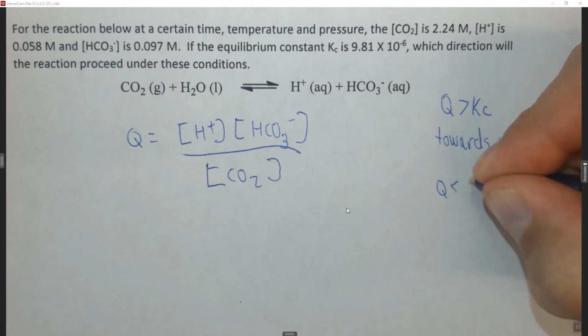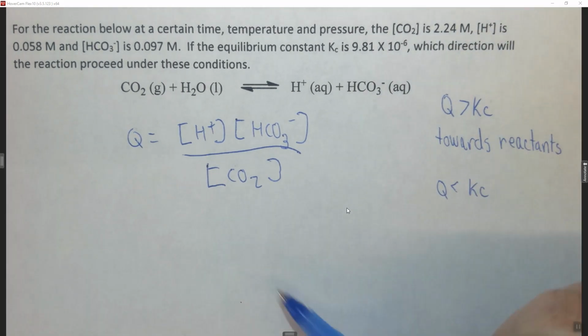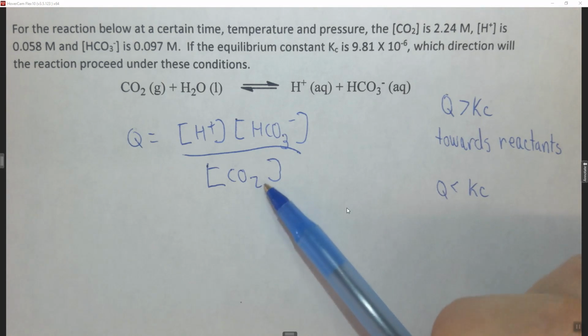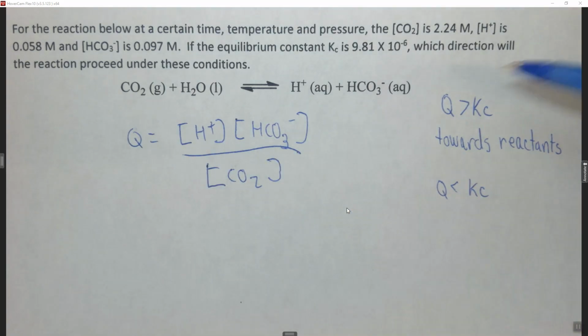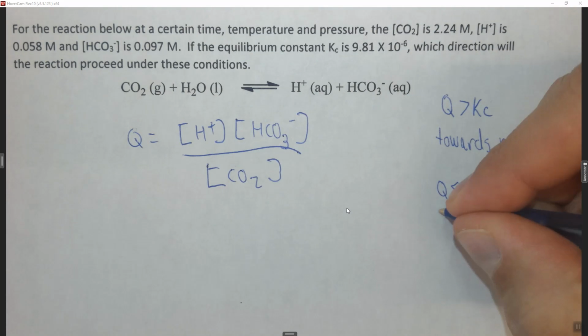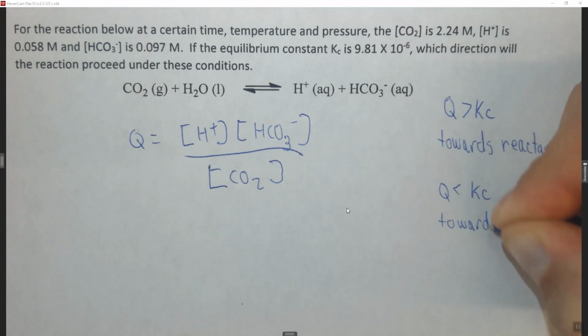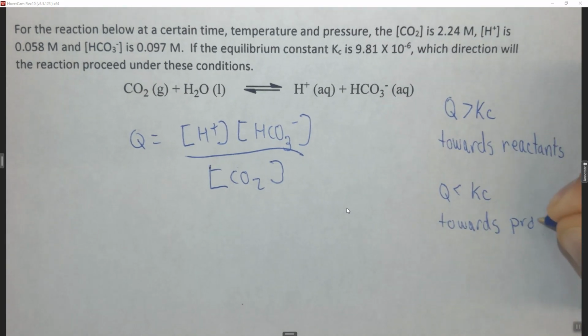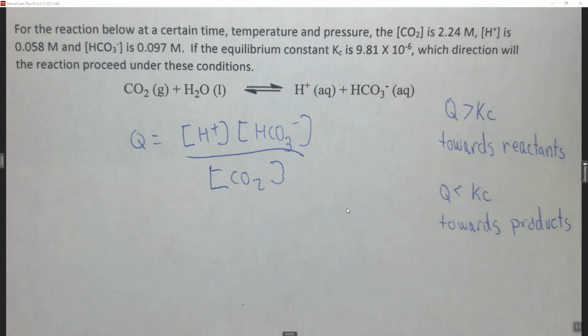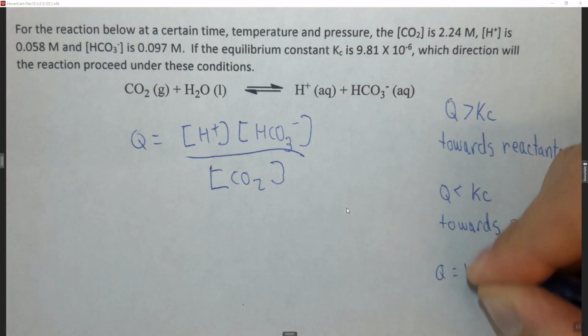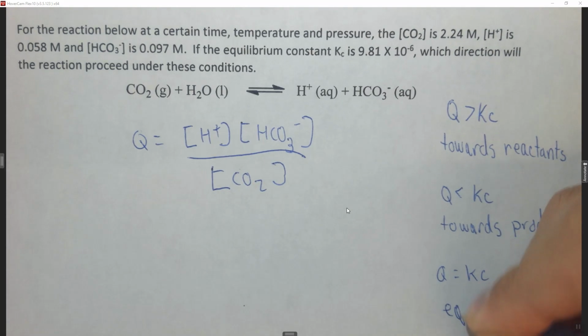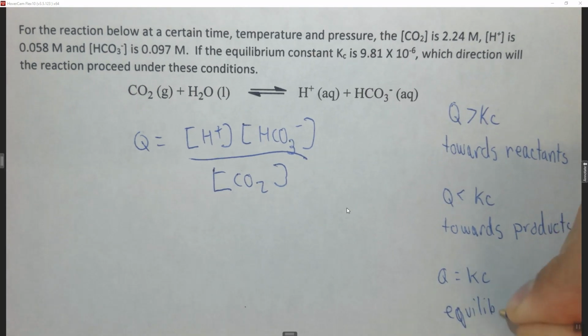Q is less than Kc. So now you have extra reactants because now this is a larger number and this is a smaller number at the given time. So in this case, the reaction is going to go towards the products when Q is less than Kc. And then you could finally have Q equals Kc, and this is equilibrium. So when Q is equal to Kc, the reaction is actually at equilibrium.